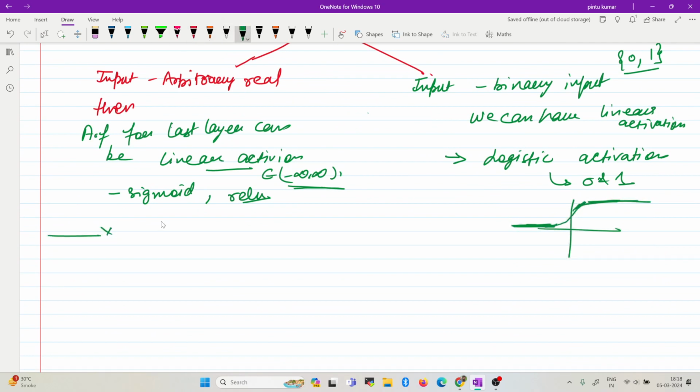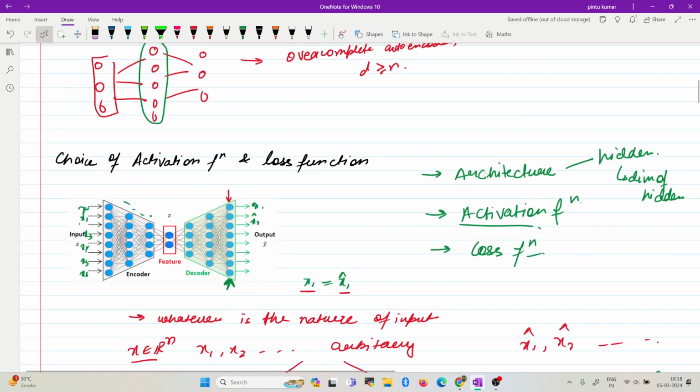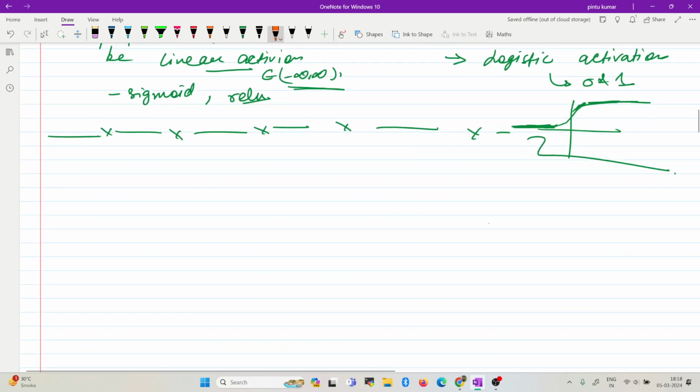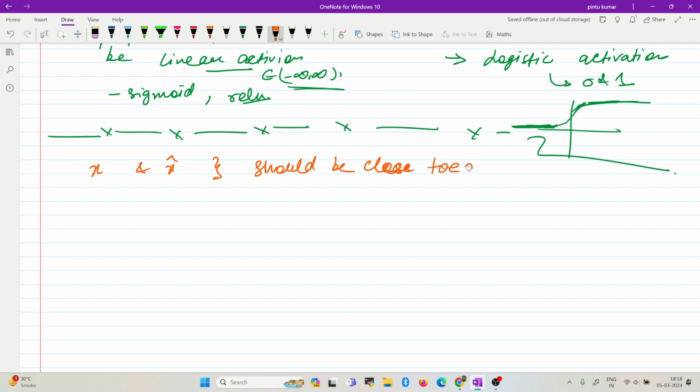So moving ahead, we talked about three necessary ingredients that we need to create a neural network. We have talked about architecture, we have talked about the activation function. The next thing is the loss function that we should have. What we want is that my x and x hat should be close to each other, right?